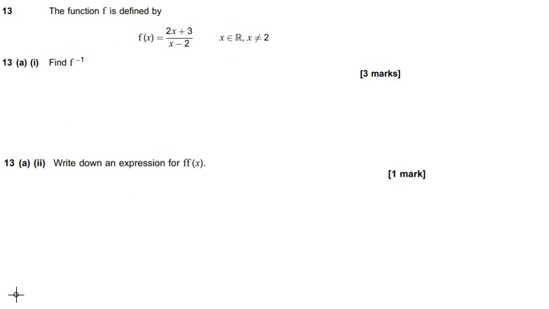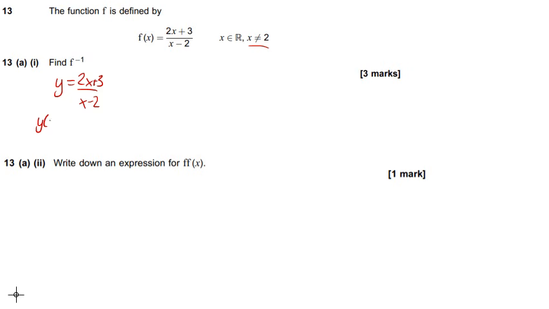Okay, now on a function. So some function is defined like that. And we're told that the domain is all real numbers apart from x equals 2. Find the inverse function. The easiest way to find the inverse function is to write y equals 2x plus 3 over x minus 2, and then rearrange for x, and then switch the labels.